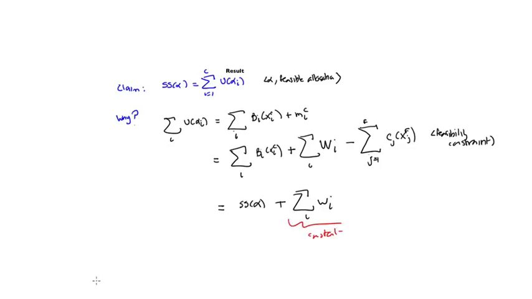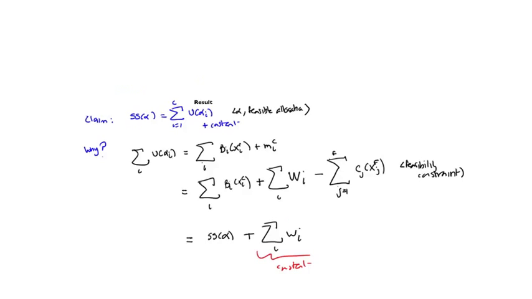So we get that the social surplus of alpha, I'm sorry, I forgot to write here, is equal to the sum of utilities plus a constant. What that means is that as you change the allocation, it varies with the sum of the utilities plus a constant. So it's proportional to the sum of the utilities.